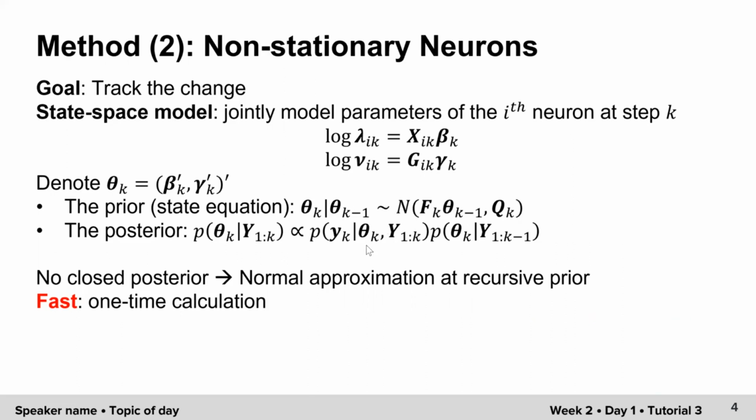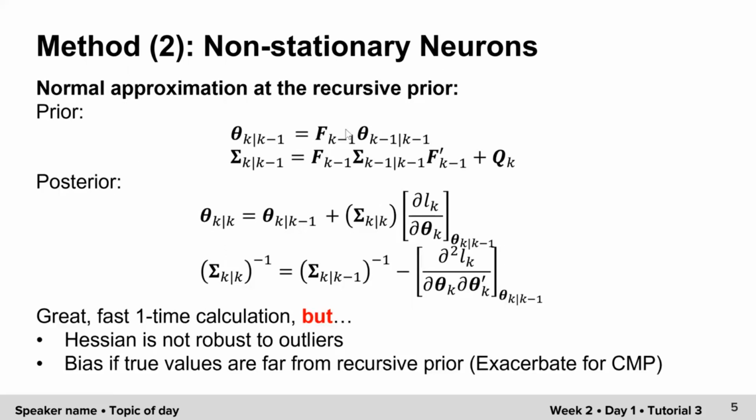Then, if we plug in the likelihood, we'll get the posterior update. But since the likelihood is CMP distributed, there's no closed form posterior. Here we choose to use the normal approximation to approximate the posterior. One fast way to do that is to evaluate things at the recursive prior. And this is a general form for the algorithm.